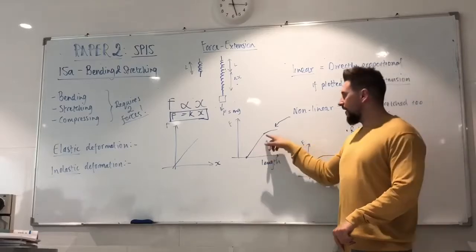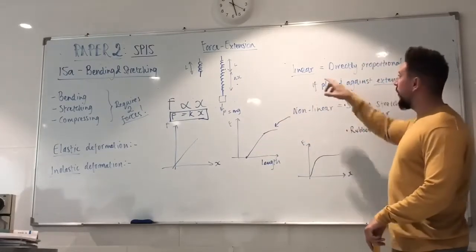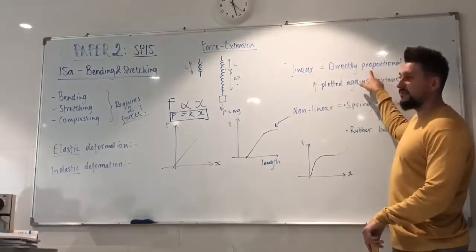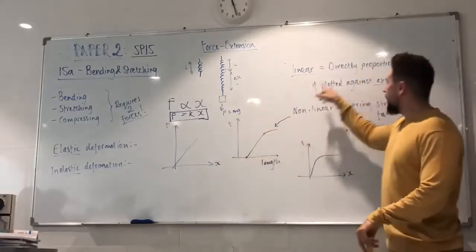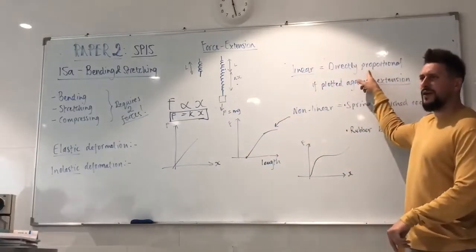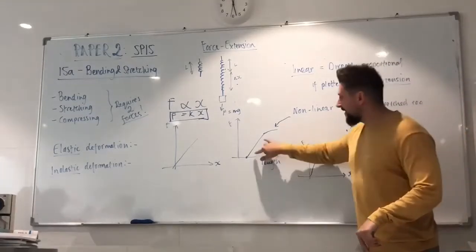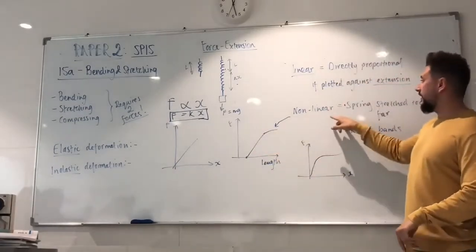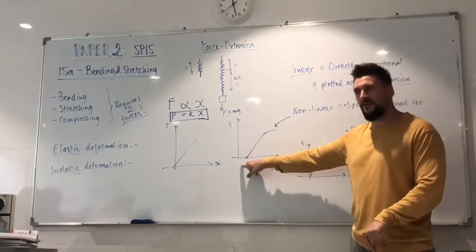Okay? The two parts of the graph that are most important are, is the graph a linear relationship? In this case, yes it is. The whole graph in this one is linear. That means it's directly proportional, we know that. Okay? If plotted against the extension. This section of the force length is linear. So this section is linear, but it doesn't go through 0, 0.